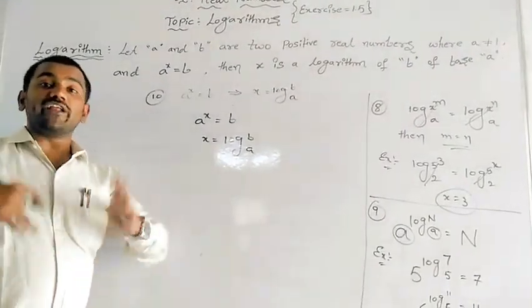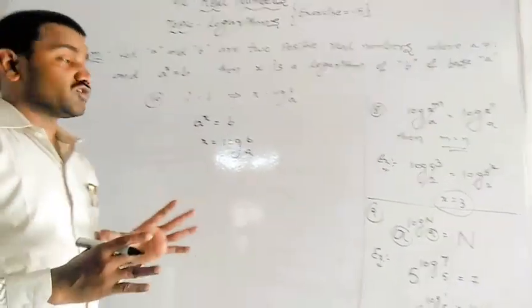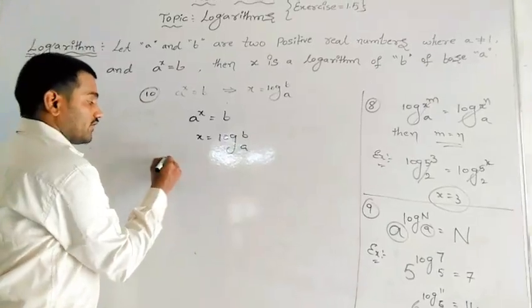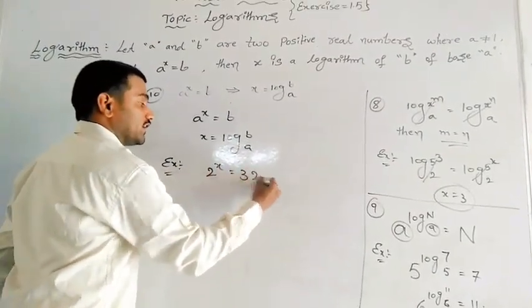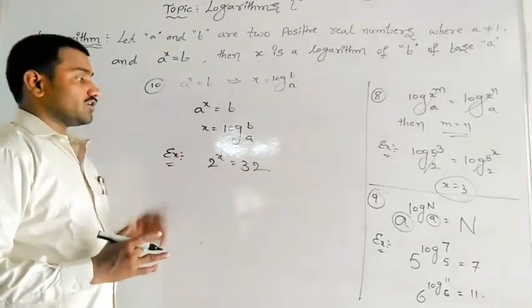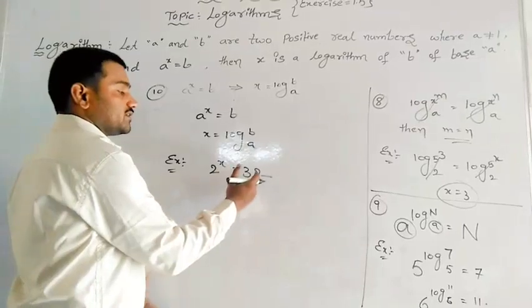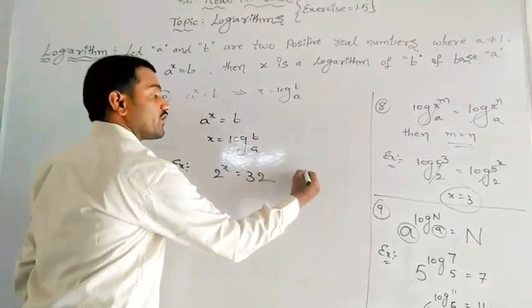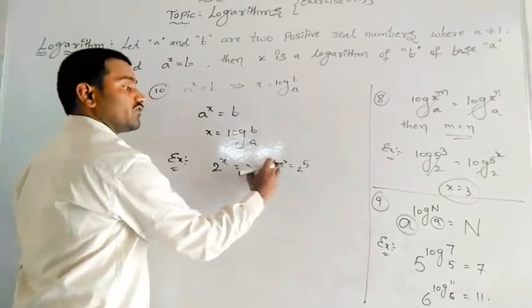Based on this, I have solved many problems in my previous video. There you can observe how to write this. For example, let's take 1 or 2 questions: 2 to the power of x equal to 32. What is the value of x here? We can write 32 as 2 to the power of 5. 2 to the power of x equal to 2 to the power of 5, then x equal to 5 we get.